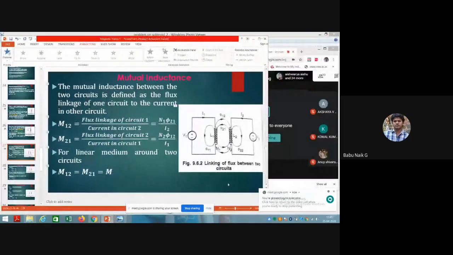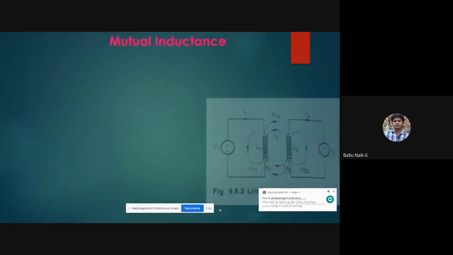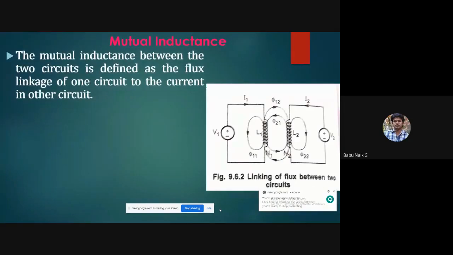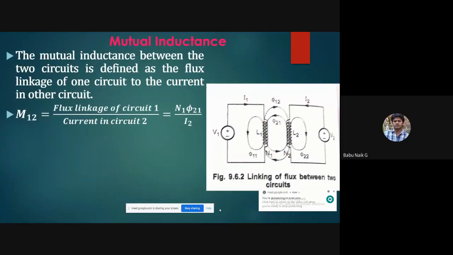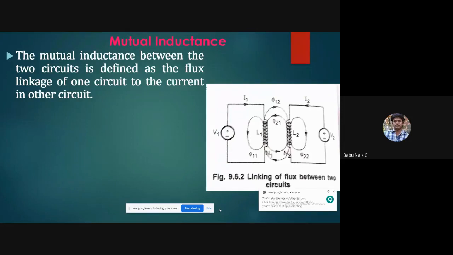So the total current will be carrying through each circuit, that is I1 and I2. By considering this, let us take that these two circuits are placed very close to each other, and once they are placed close to each other, the circuits will interact magnetically, even before giving any supply.